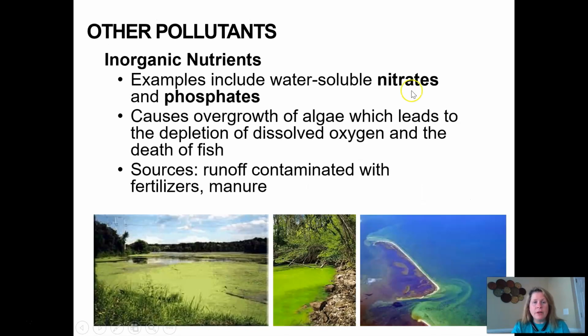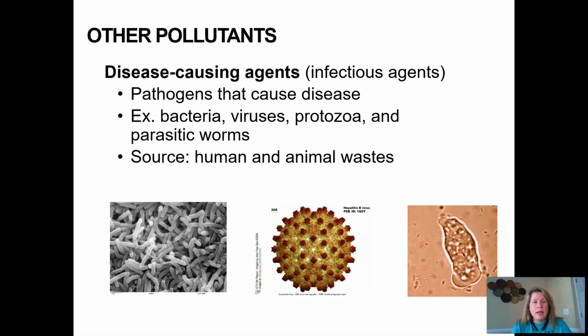And then as far as inorganic nutrients, we've talked before about excess nitrates and phosphates. If you over-fertilize something, then that fertilizer can wash into the nearest body of water, and you end up with an overgrowth of algae like you see here. And then as those algae die, the microbes are going to be depleting the dissolved oxygen. We can end up with things like fish kills as a result of that.